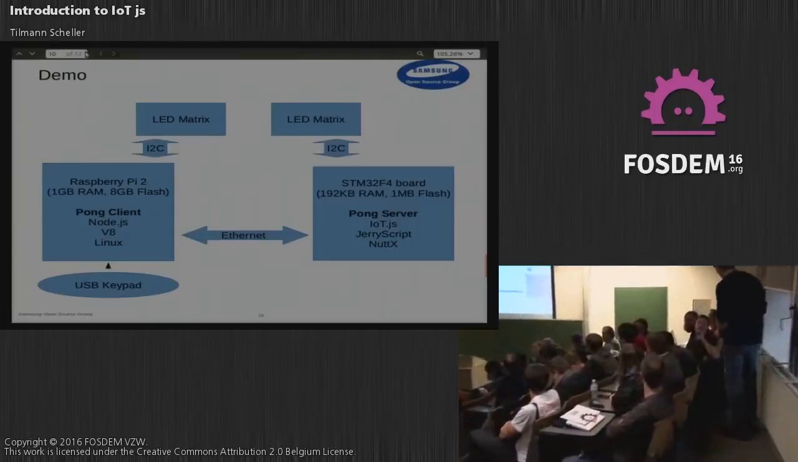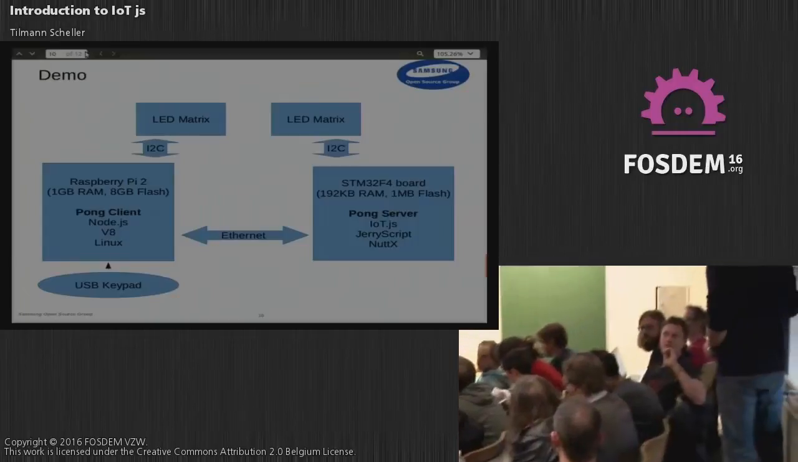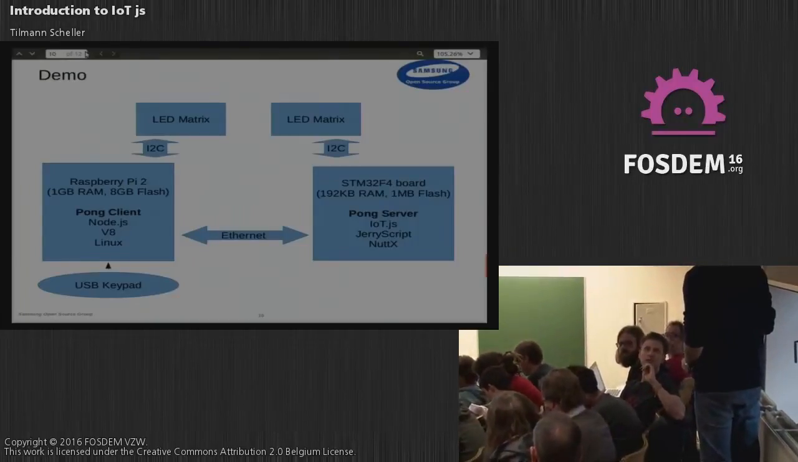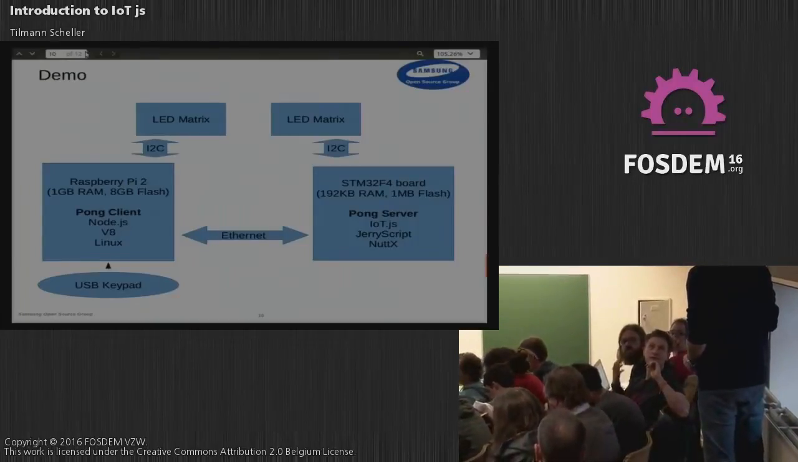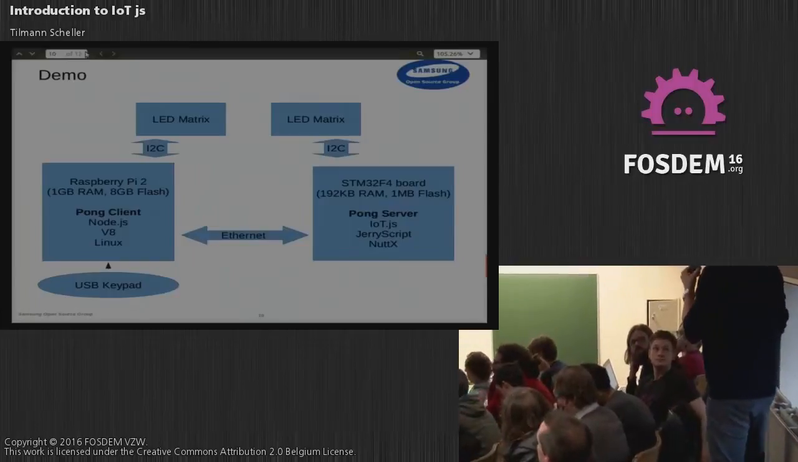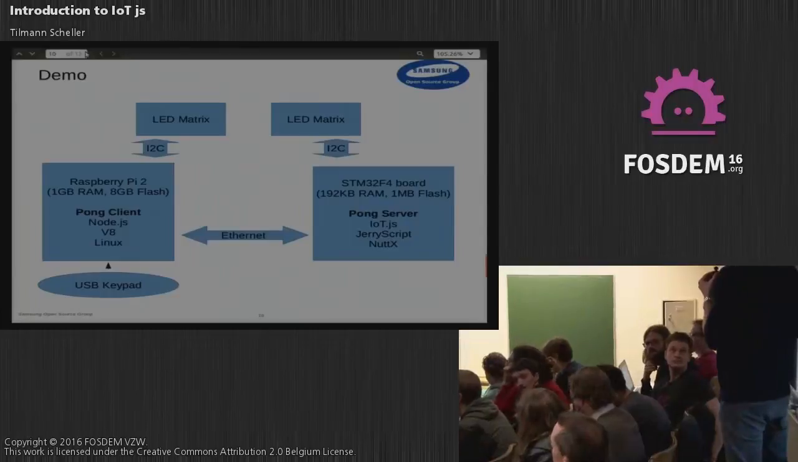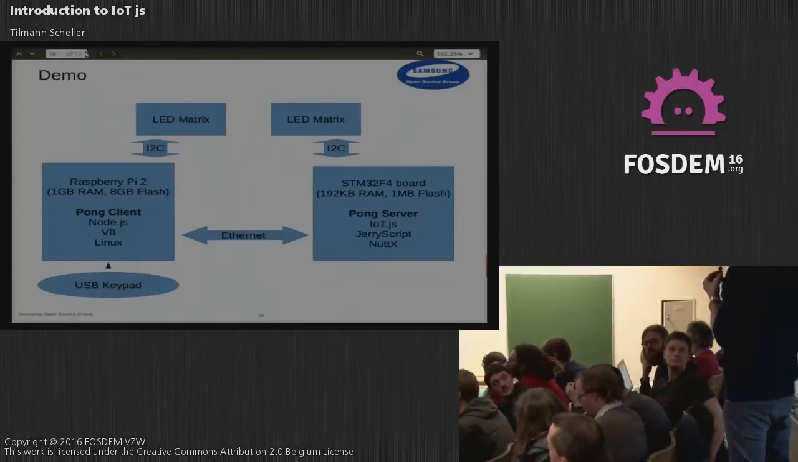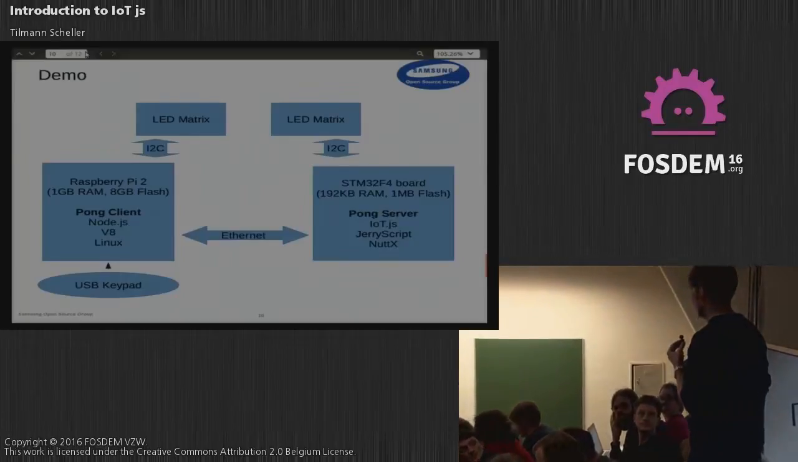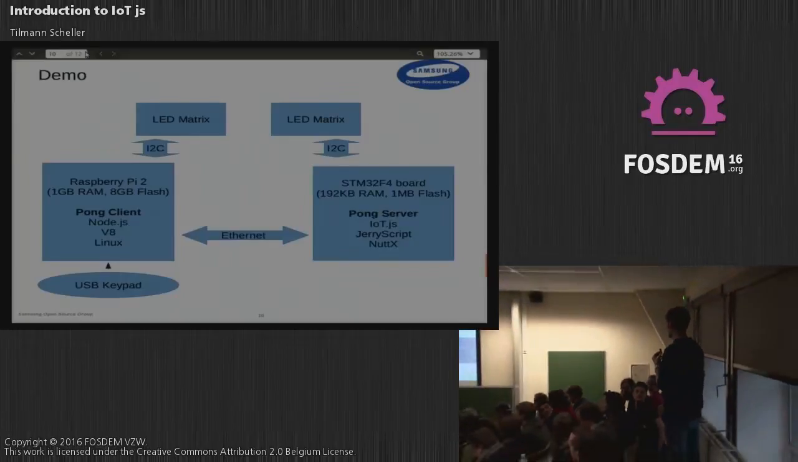You mentioned backward compatibility with Node.js. What does that mean exactly? And do you support the full standard library that Node.js has, as well as maybe NPM packages? Yeah, that's a good question. Basically, what we mean by backward compatibility is that if you develop something which runs on IoT.js, it will most likely also run on Node.js.